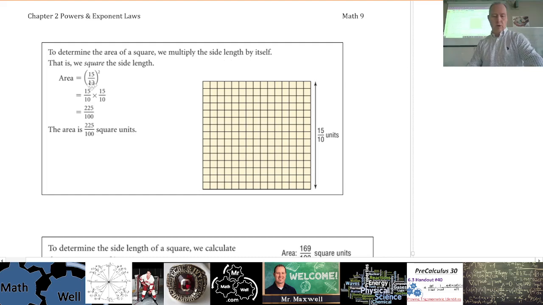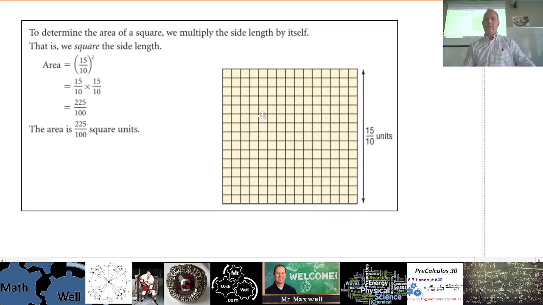In this example, we've got a large square, and there are 15 tenth units here. So this length is 15 over 10, let's just say. In order to find the area, what we do is we multiply the side length by itself. So 15 over 10 times 15 over 10 is 225 over 100. Now that is the area.